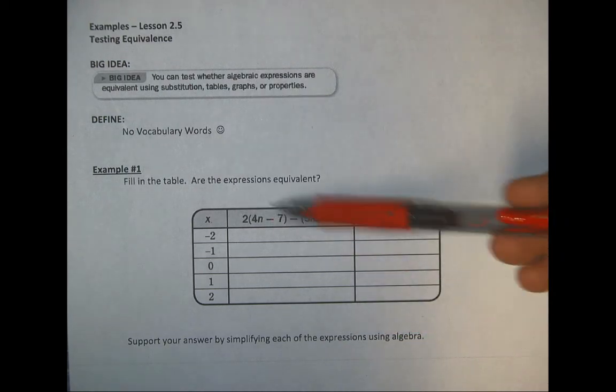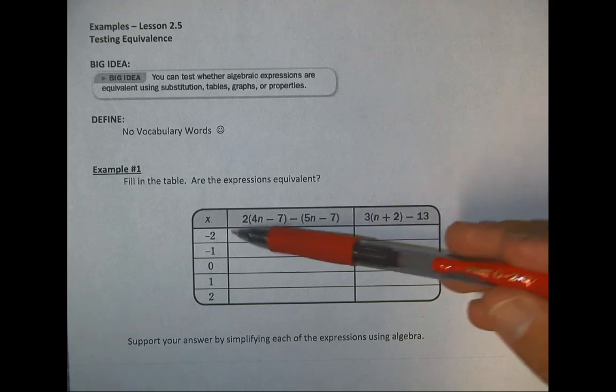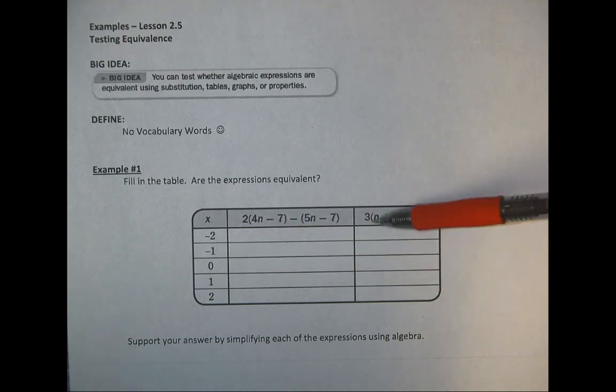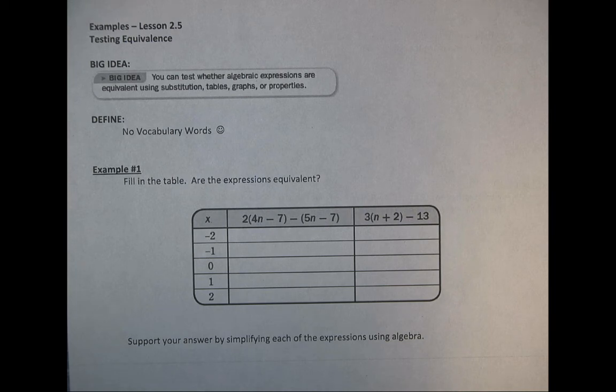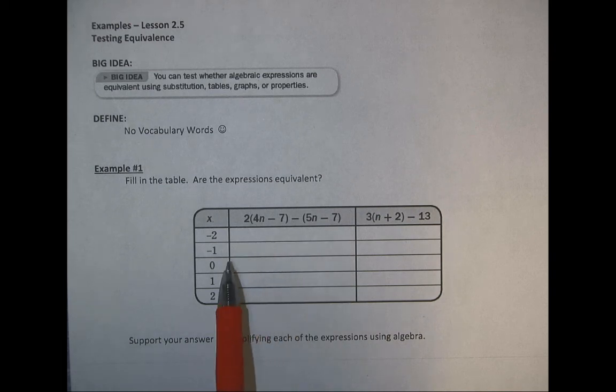This is a combination of substitution and table. So we're substituting a number into both of these expressions, creating a table, and seeing if they're a match. Now, we talked last section about how you can't just plug in a positive number and see if they match. You always want to test 0 and a negative before you are pretty sure that they are equivalent. So we're going to do a little bit of that.